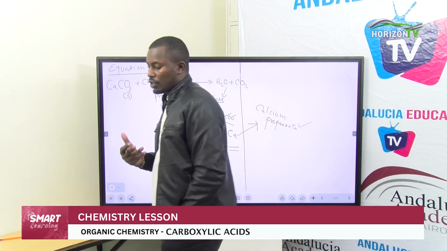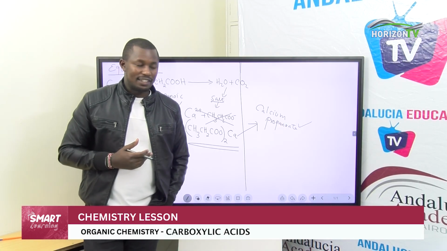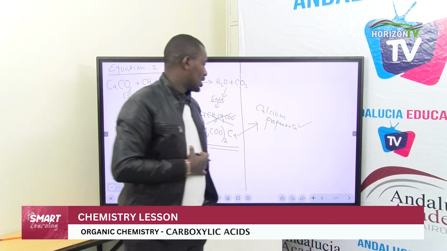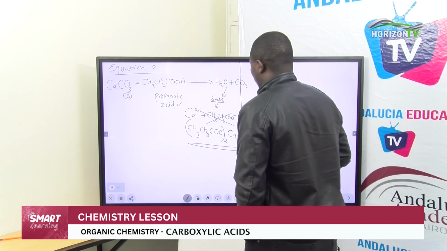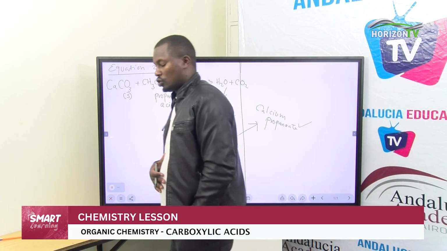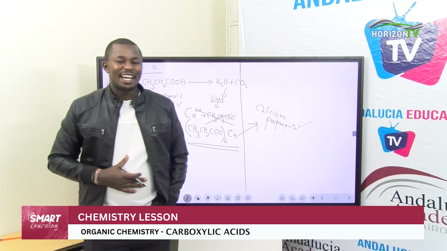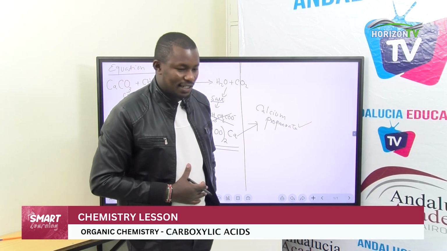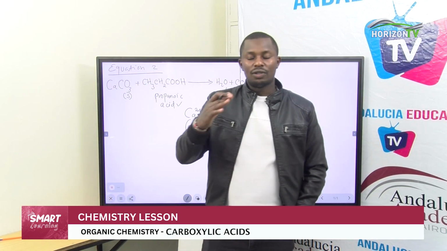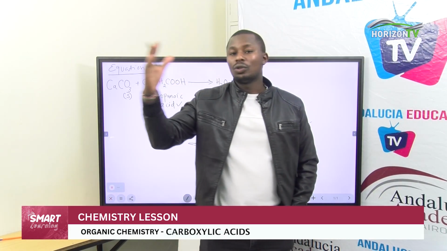So those are what we call the chemical properties of carboxylic acids. And I don't think we have much more on the carboxylic acids. But now we need to narrow down our discussions and talk about another subtopic, and that is the esters. Esters are actually formed when carboxylic acids react with alcohols.